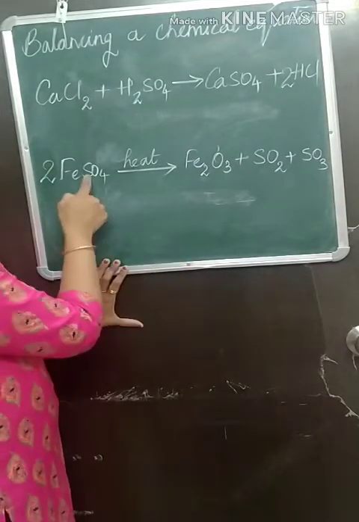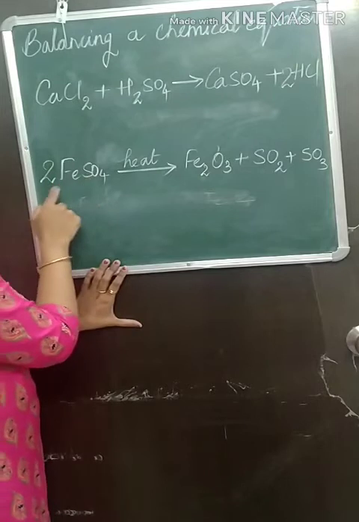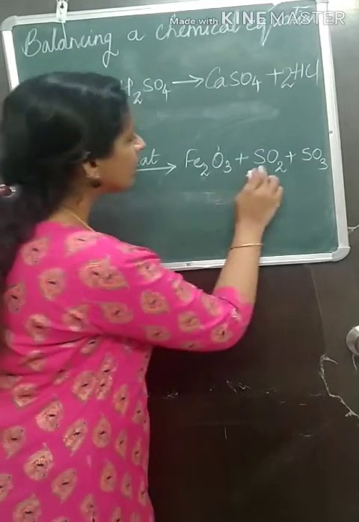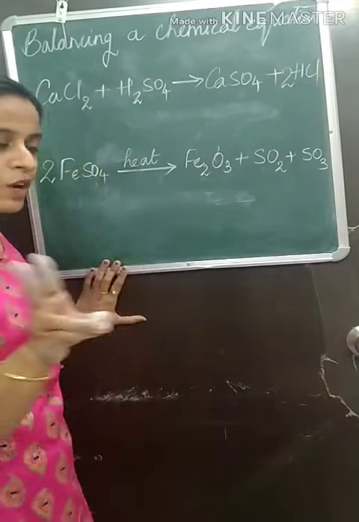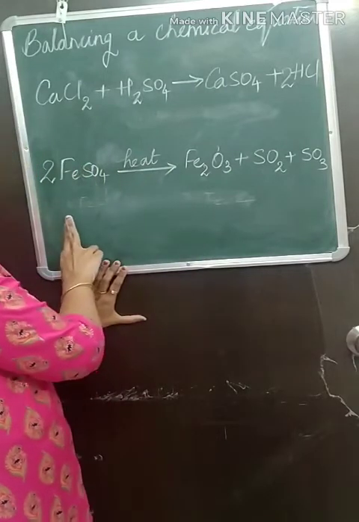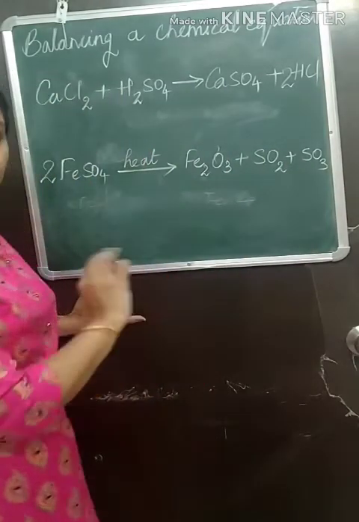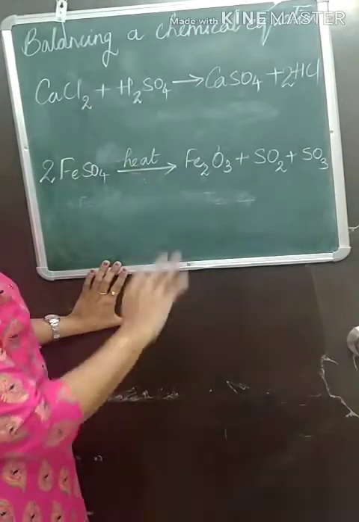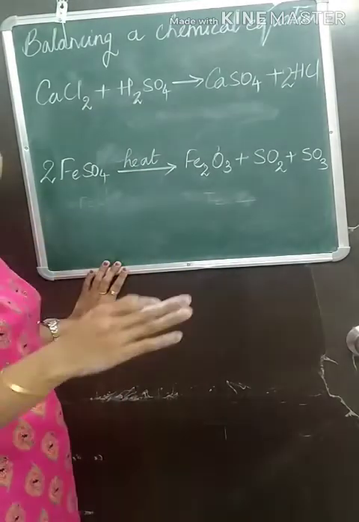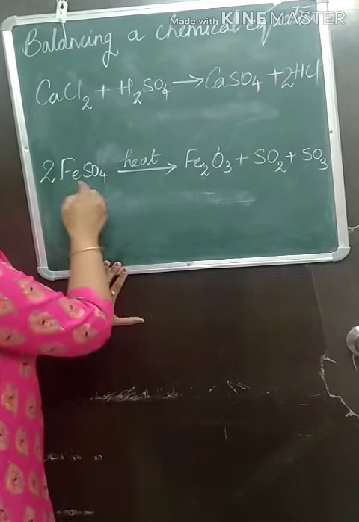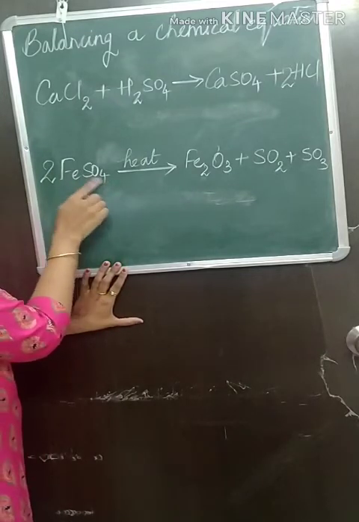After metals you will go on to non-metal. Which is a non-metal? Sulfur. 2 sulfur you have here, and here 1 sulfur, here 1 sulfur, 2. So sulfur atoms on the reactant side, sulfur atoms on product side, both are 2, balanced. After metal, non-metal, you will go on to oxygen. Oxygen, now here 2 4s are 8.